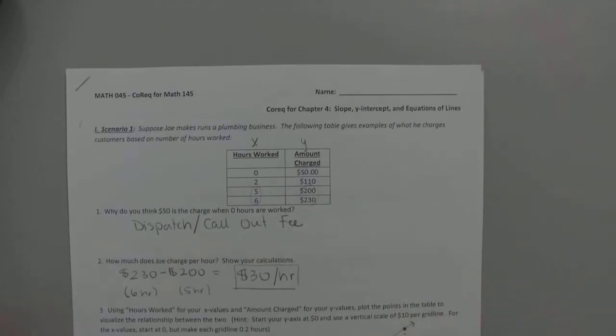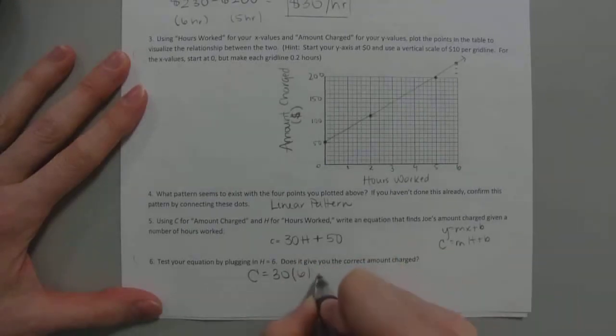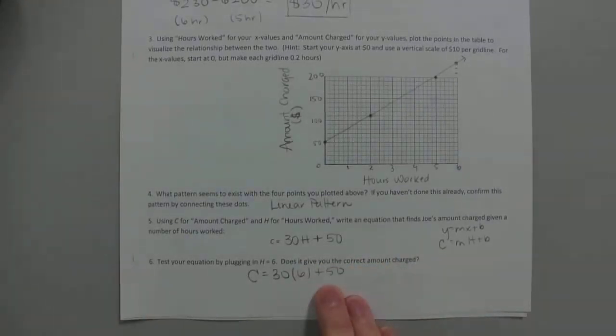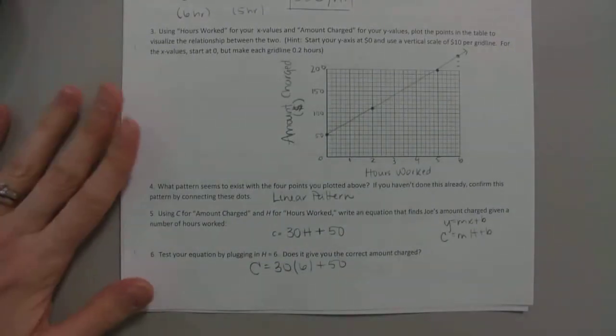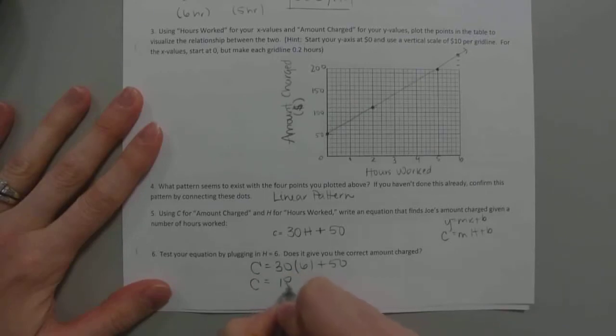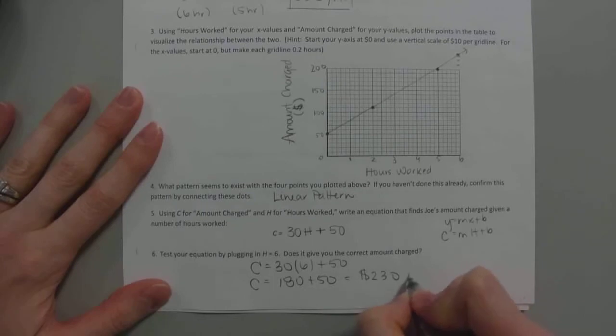Instead of doing that, they just want us to make sure our equation is the correct equation. So we're going to plug in 6 for our h, and what do we hope pops out? We hope that 230 pops out. So we'll do C equals $30 times our amount of hours, which is 6, plus our base or y-intercept of 50 there. When you do the math, what's 30 times 6? 180. And then what's 180 plus 50? 230. So we know we came up with the correct line.